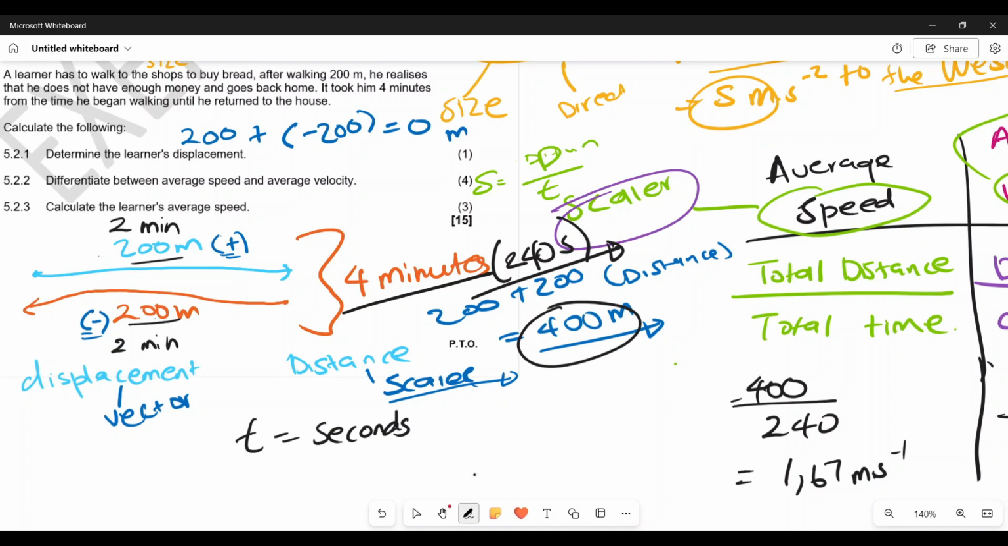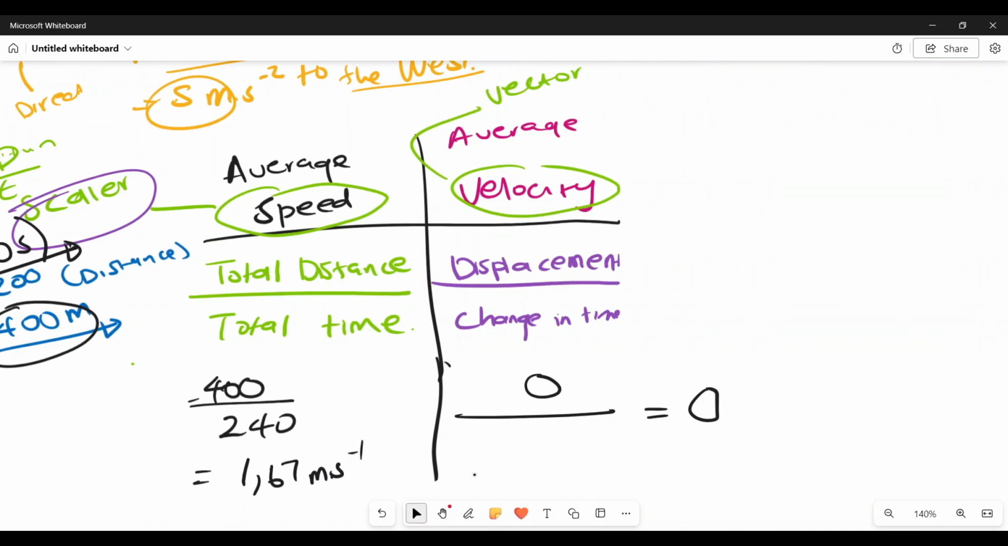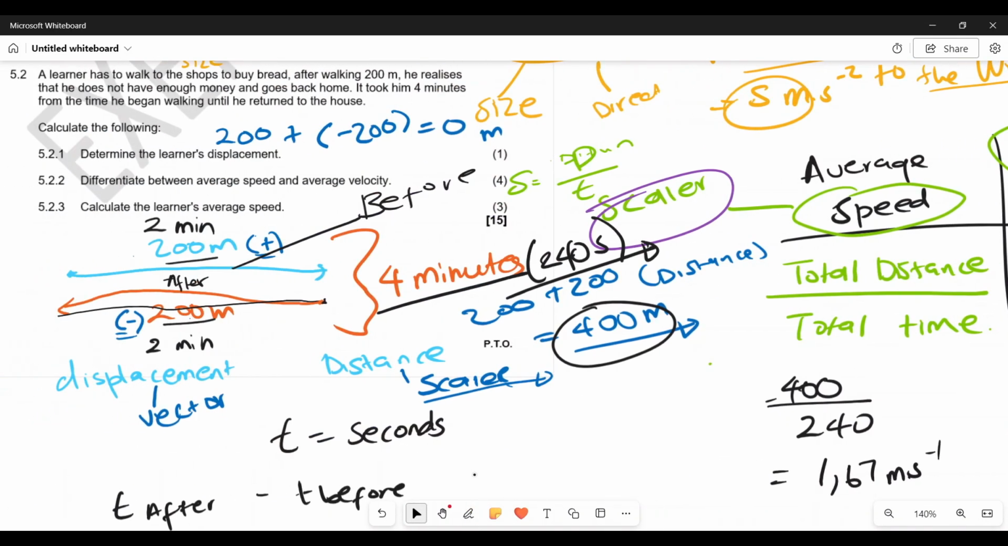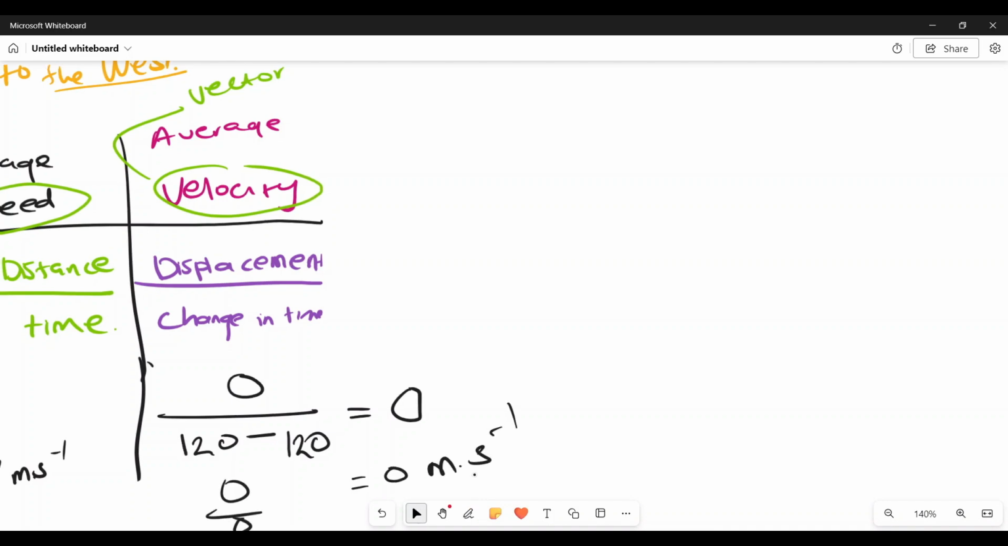So our change in time would be your t after minus your t before. What is our time afterwards? Our time afterwards is the time whereby he started here and he went back home. This is our after, and the blue represents our before. Now our time after is 2 minutes. Converting that to seconds, this would be 120, minus our time before. Our time before is still 2 minutes, which is still the 120. So as a result, your average velocity will be 0 over 0, which would be the same as 0 meters per second. Right.